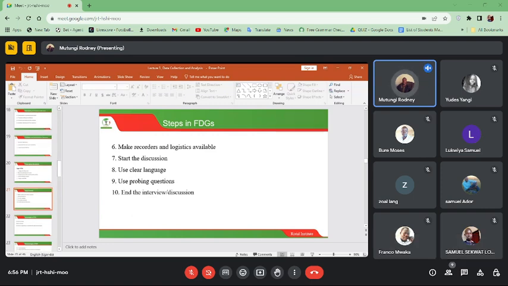So after you've done that, you make the recorders and logistics available, you start the discussion, use clear language which can be understood by the people taking part in that focus group discussion. Also probe, of course, because this is a qualitative data collection method. So if you ask about the nutrition status and woman one has told you that it is good, you need to probe more and say, how good is it? Now, if woman one has said it is good, you ask woman two, how good is it? And you should always encourage everyone to participate.